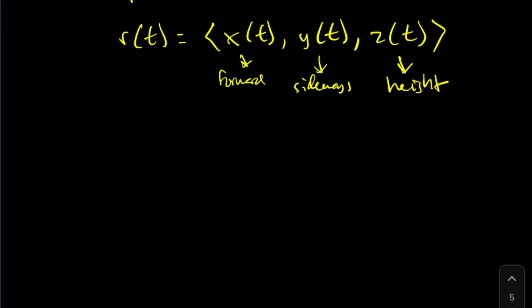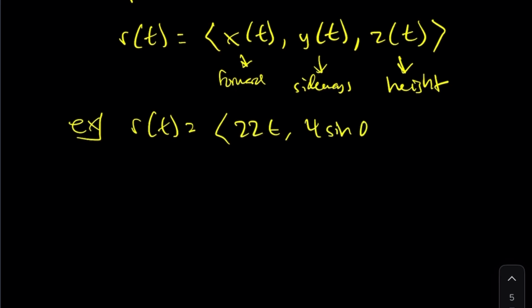Awesome. So now let's do an example quickly, trying to match or just explain what the space curve would look like for a function. So if we have the function r(t) equals (22t, 4 sin(0.6t), 28t minus 4.9t squared), how would we describe what this looks like? Or match it if we had to.